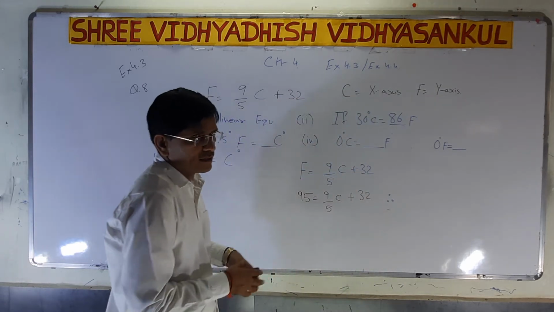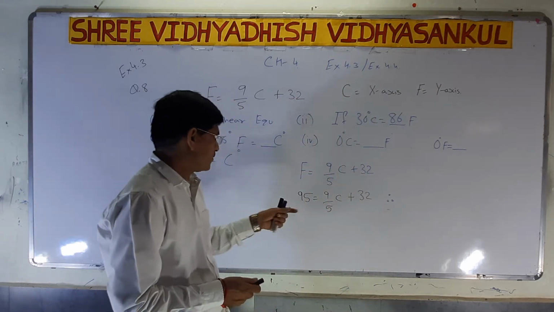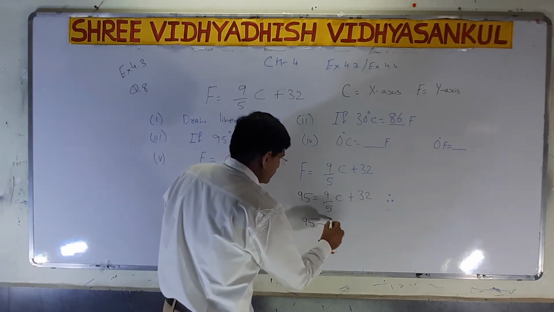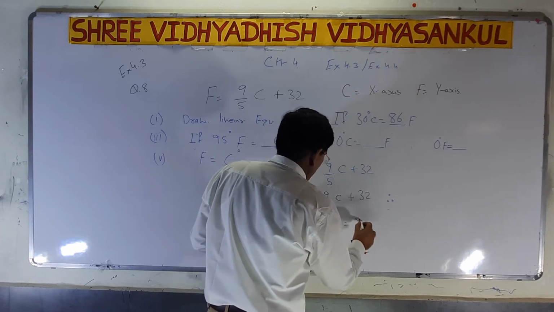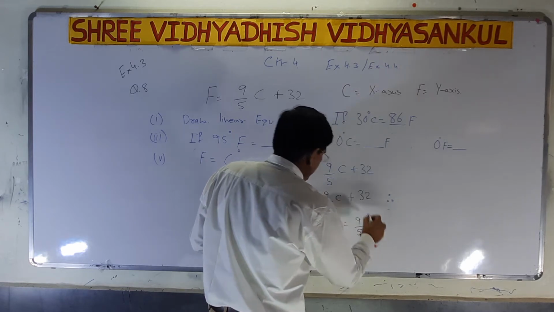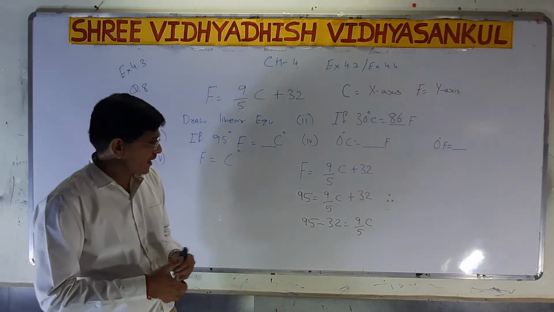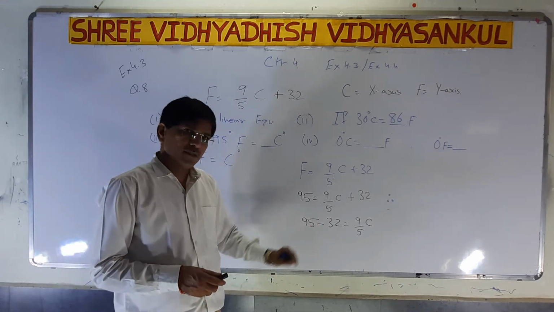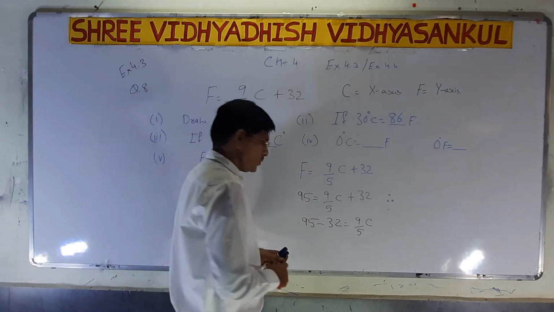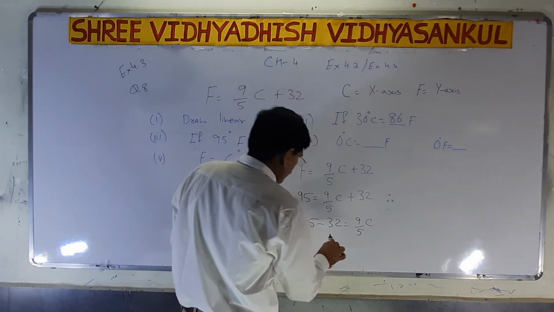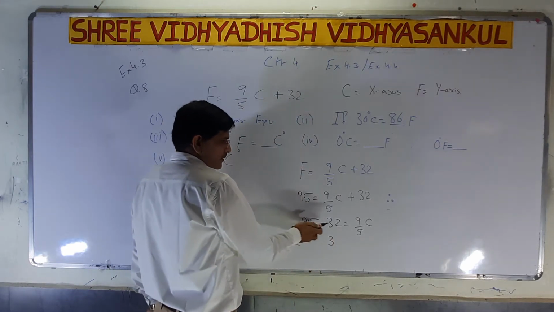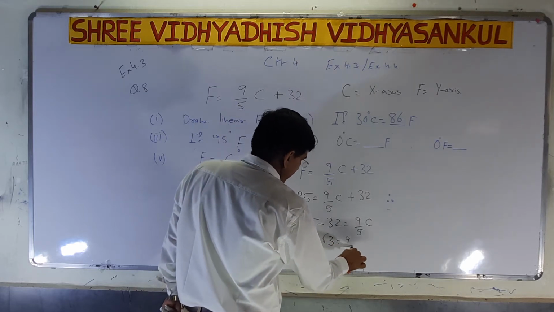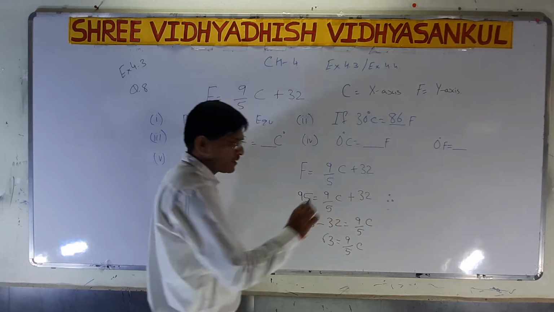Another way is, first of all, we have to shift 32. So 95 minus 32 is equal to 9 upon 5 C. 95 minus 32: 5 minus 2, that is 3; 9 minus 3, that is 6. So 63 is equal to 9 upon 5 C.